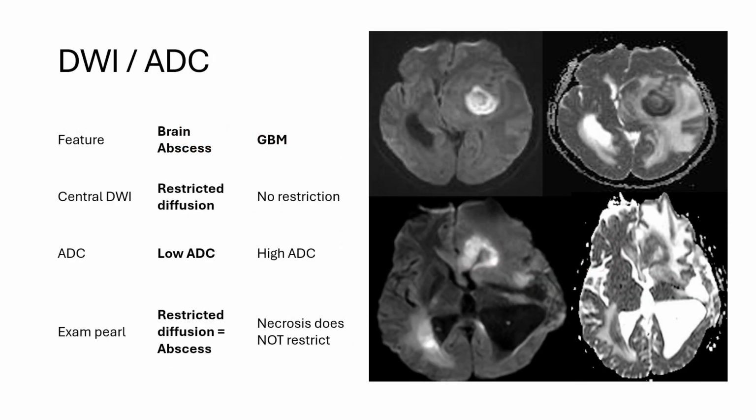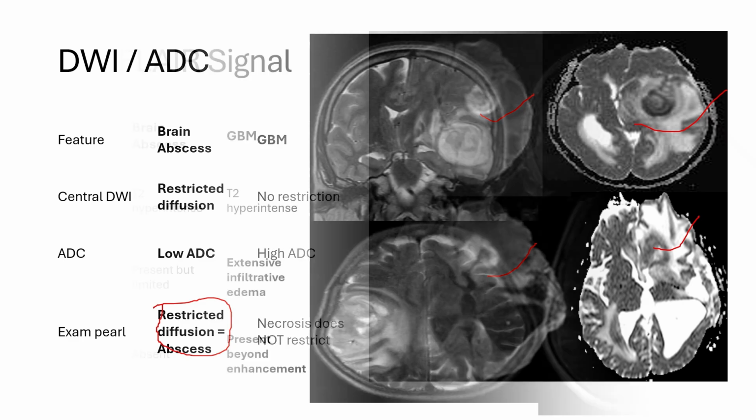DWI-ADC is the single best differentiator of the abscess and GBM. Brain abscess shows restricted diffusion, as we can see in this image. This is DWI bright and ADC dark. This is the diffusion restriction. Whereas in GBM, there is no such diffusion restriction in the central core. If you see the restricted diffusion, then this is the abscess.